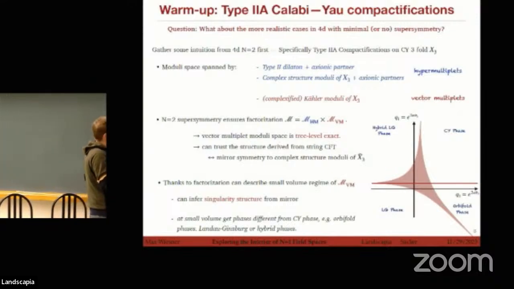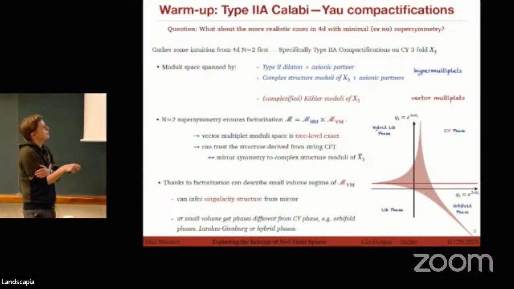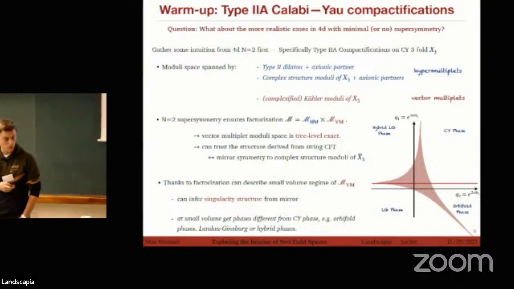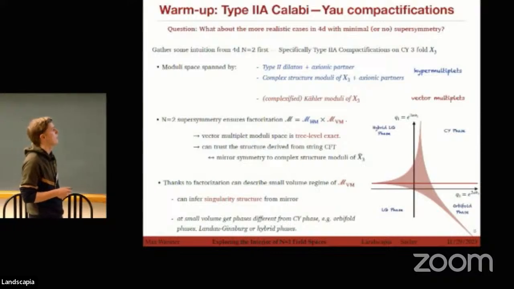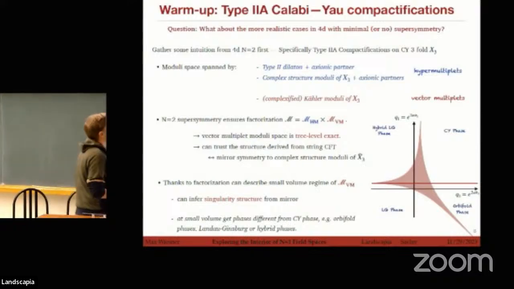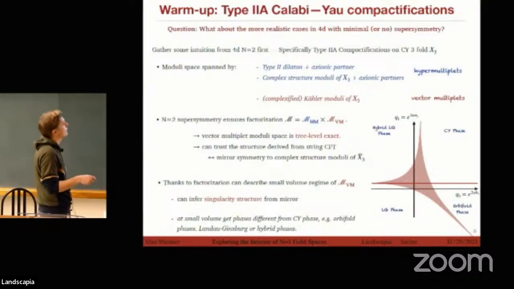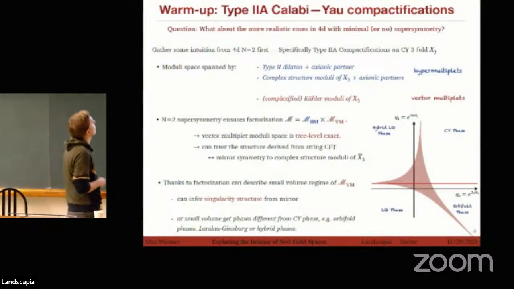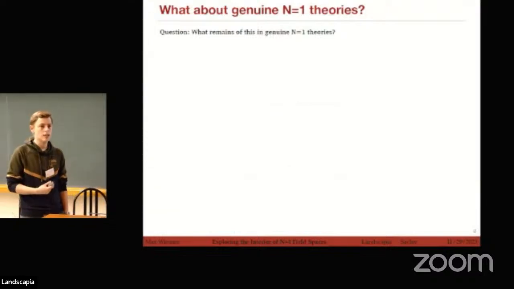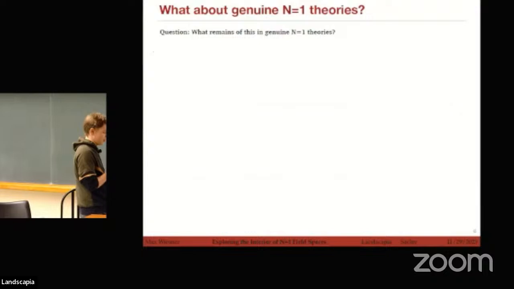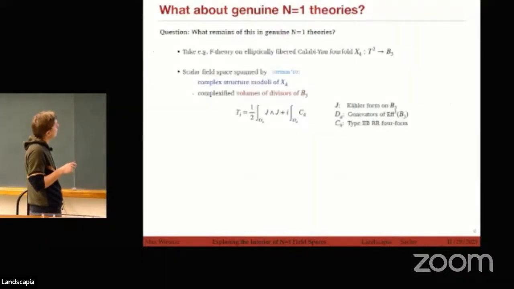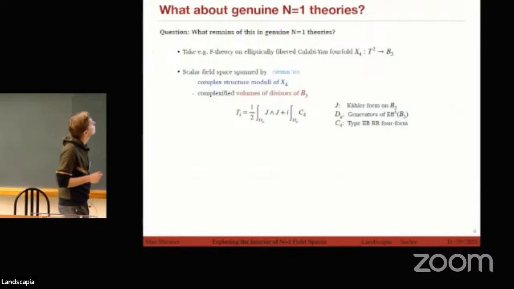And since this is tree-level exact, we can actually also infer what is going on in the small volume limit, where we can still trust our field theory, CFT description, though not necessarily the geometric one. But so, okay, what remains of this picture if we go to a genuine N=1 theory? And what I want to focus on here, even though maybe somebody would say, why would I do it and look at F-theory?